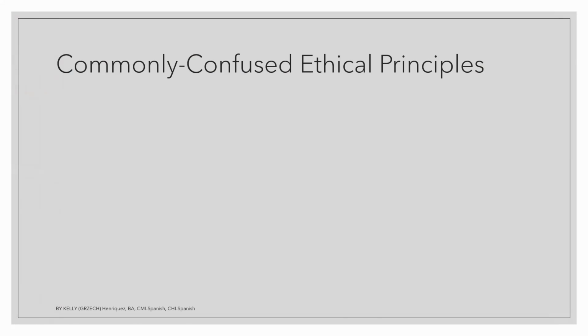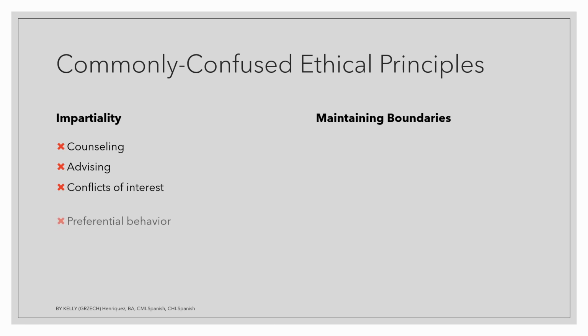Now, a lot of times people get these ethical principles confused: impartiality and maintaining boundaries. A lot of times they look very similar when we're violating these ethical principles. But the thing about impartiality is we're not supposed to be counseling. We're not supposed to be advising. We're supposed to limit our conflicts of interest. We're not supposed to engage in preferential behavior. And listen, we're allowed to have biases, beliefs, values, and opinions, but they shouldn't come out in our interpretations or in our faces while we're interpreting, or in any other way.